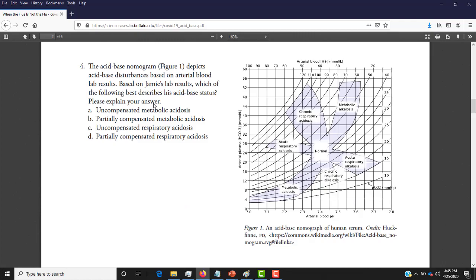All right, question number 4 has an acid-base nomogram, and all that means is it's a table that has 3 or more variables on it at the same time. So for this figure, we have arterial blood pH, you have bicarbonate concentration over here, and also hydrogen ion concentration up here. So 3 variables on one table. So I'm going to pull this image out separately.